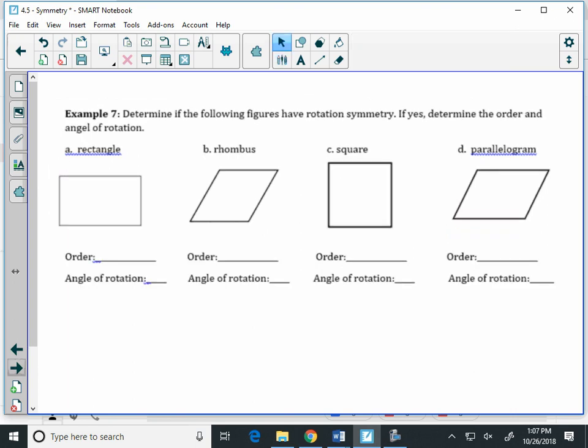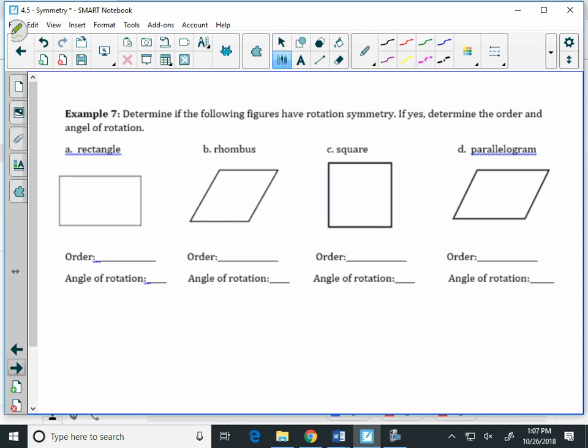We also talked about the rotational symmetry of these figures. Again, you might already have this written down. If not, go ahead and write it down. If you lost your notes, just watch, and you'll eventually be able to follow along. It says in example 7, determine if the following figures have rotational symmetry. If yes, determine the order and the angle of rotation.